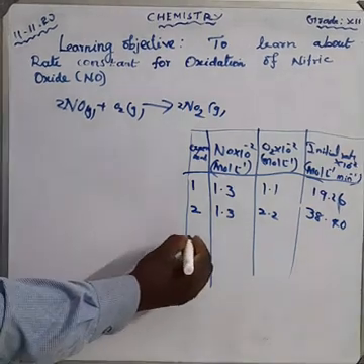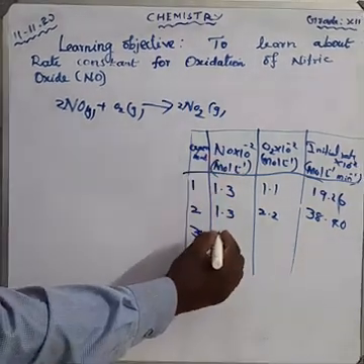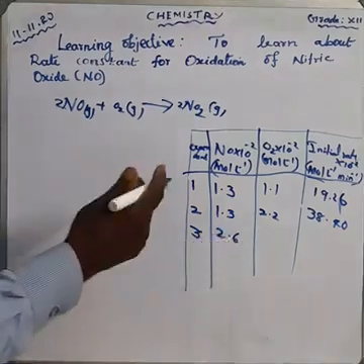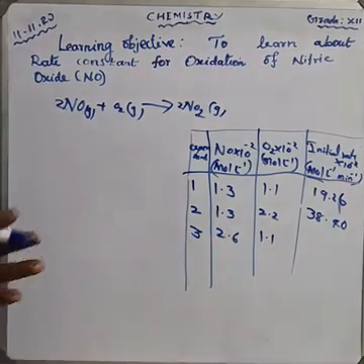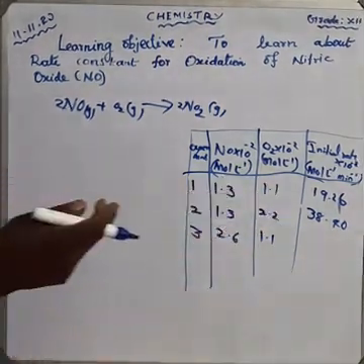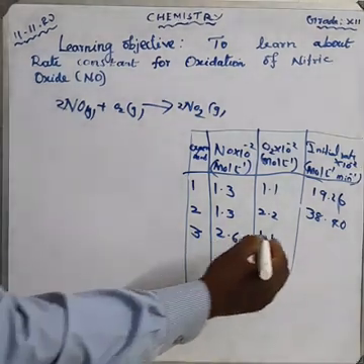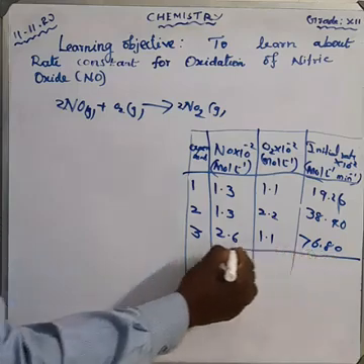Next, experiment number 3: the nitric oxide value is 2.6, and the oxygen value is 1.1, the same as experiment number 1. The initial rate is 76.80.